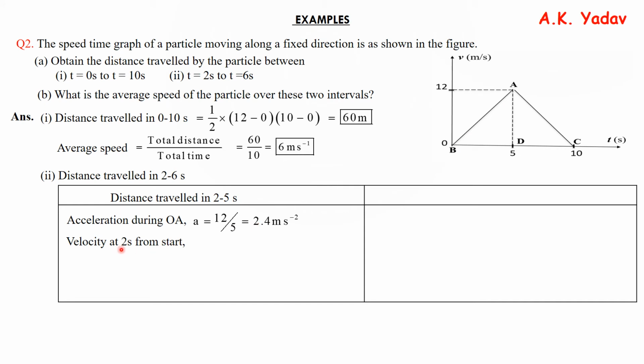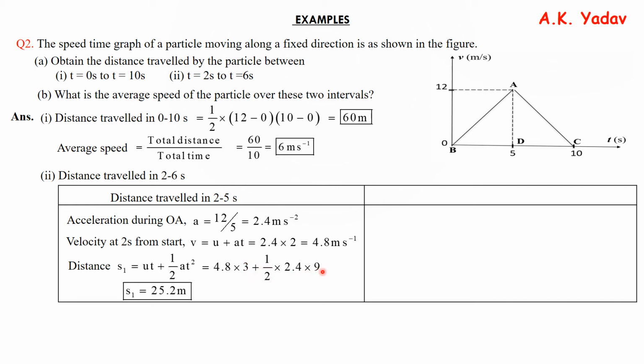Now what is the velocity at 2 seconds from the start? V equal to u plus at. So u is 0 because initially it was at rest. A is 2.4 into 2 seconds, that is 4.8 meter per second. Now what is the distance? Distance s is equal to ut plus half at square, which will give me 4.8 into 3, because after 2 seconds the initial velocity is 4.8, and the time is the next 3 seconds, plus half into 2.4 into 3 square, which is 9. That gives me S1 equal to 25.2 meters.